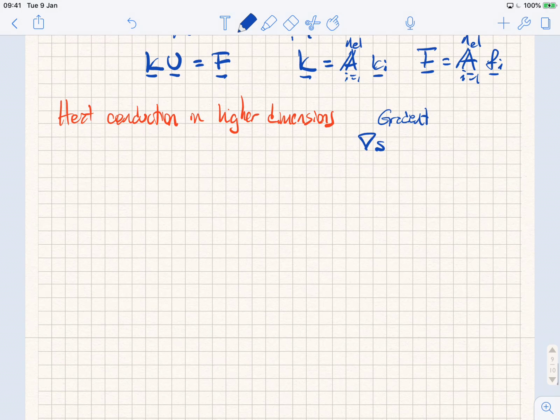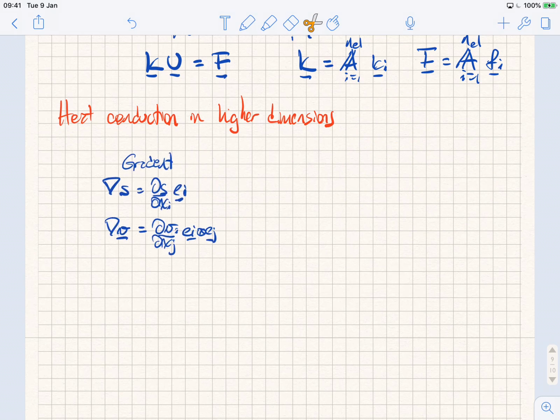By definition, this is the derivative of S with respect to xi, times ei. Those are the base vectors. If we compute the gradient of a vector field, that's the derivative of the ith component of that vector with respect to xj, times ei tensor ej. So that is a tensor. Let's move this here.